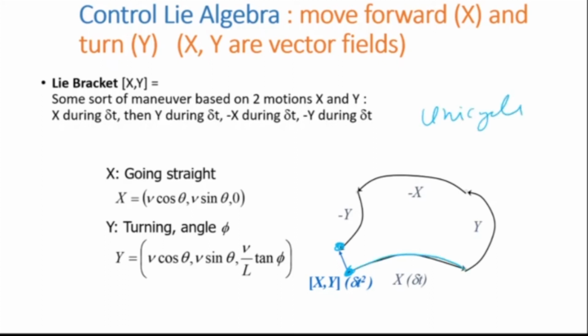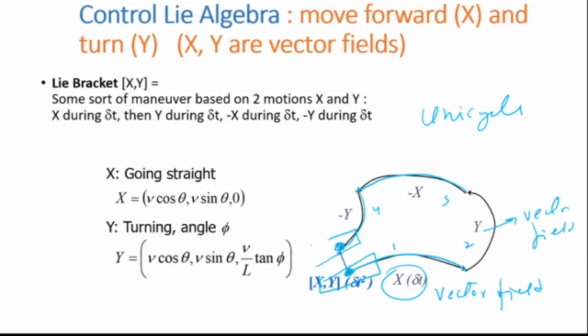In the case of the unicycle, we were going straight, which can be taken as a vector field x. Then I'm going to turn. This is another vector field. Then I'm going to go back, which is minus x. That is another vector field, and then I'm going to go by minus y. So by making these 4 maneuvers, 1, 2, 3, and 4, I was able to go from here to there, which is effectively going sideways.